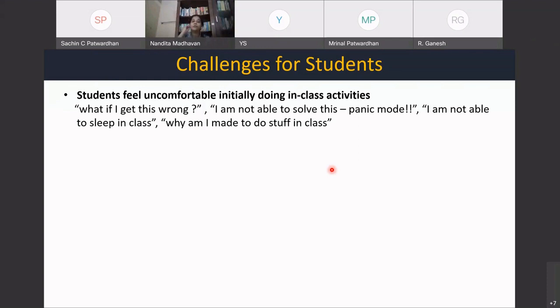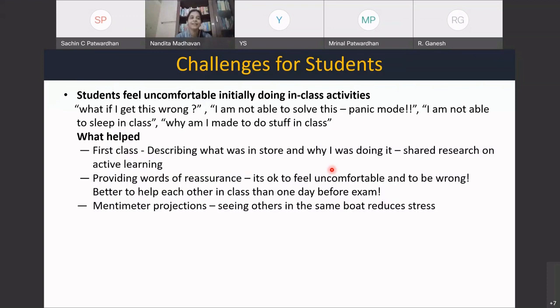There are students who, if they're not able to solve something, get into a panic mode and feel, oh, I'm not getting anything. How will I proceed further? There are also students who crib about not having the opportunity to just sleep in class, and why am I made to do stuff in class? I would rather just sit and listen to you. And this is something which has openly been shared by students initially.